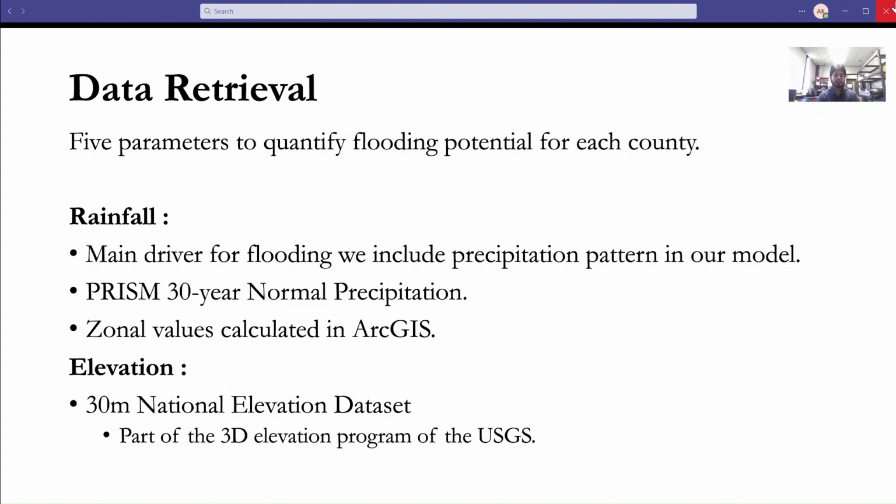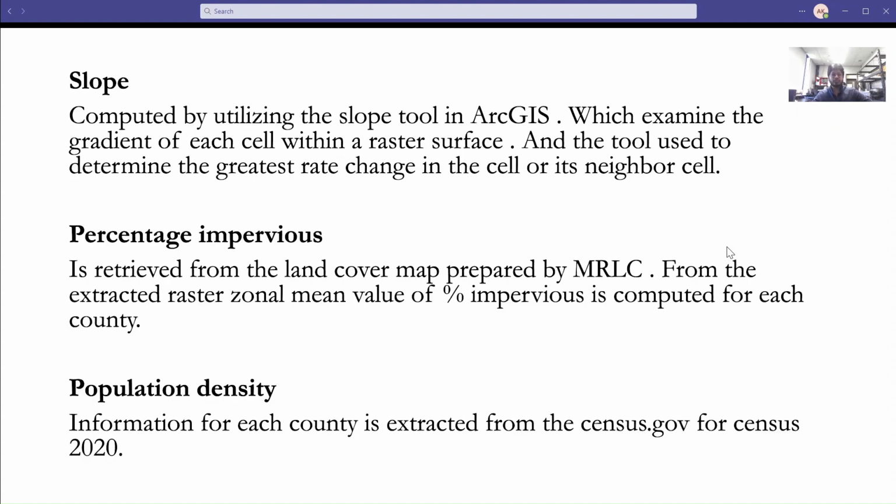The second one is elevation. We have a 30-meter National Elevation Dataset, which is a part of the 3D Elevation Program of USGS. Another one is slope. We'll calculate the slope using the slope tool in ArcGIS, which basically determines the greatest rate of change between a cell and its neighboring cells.